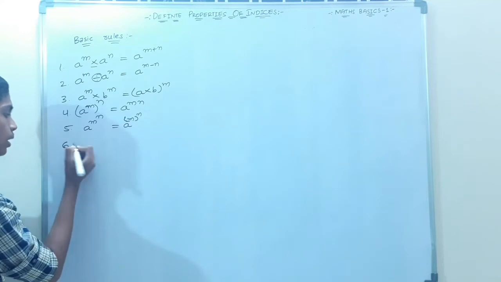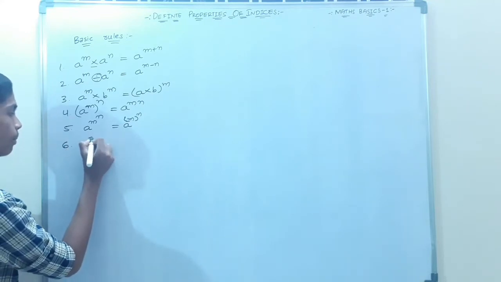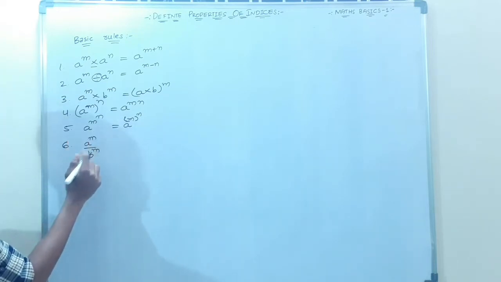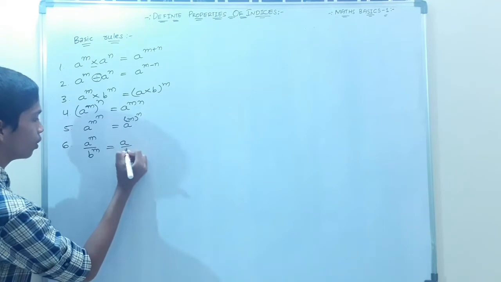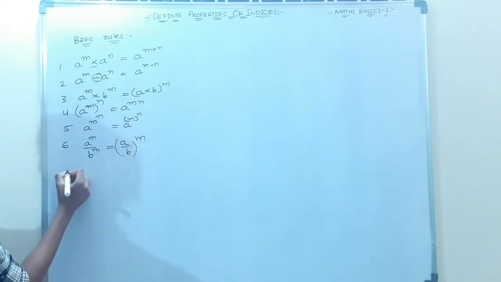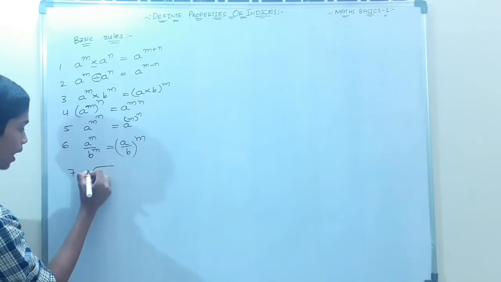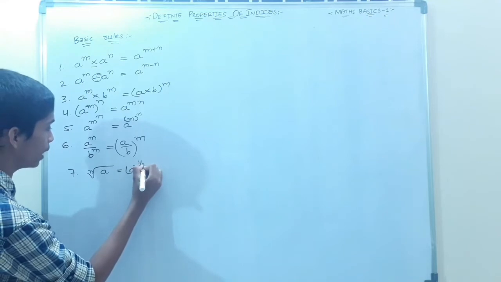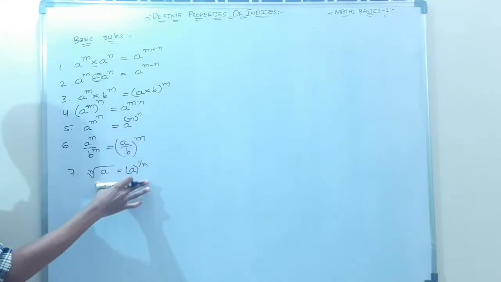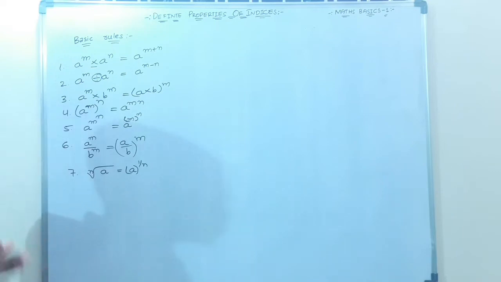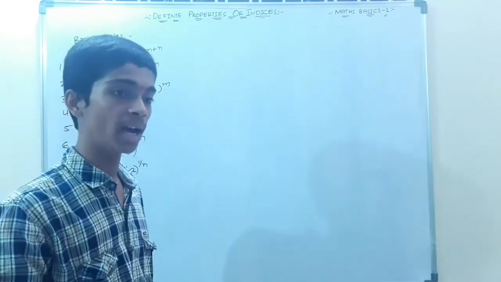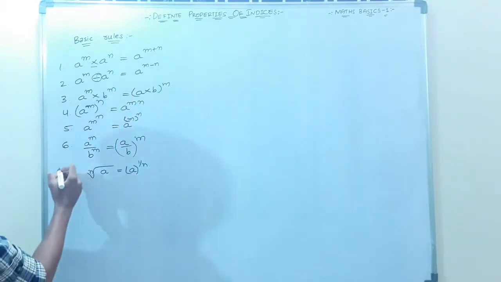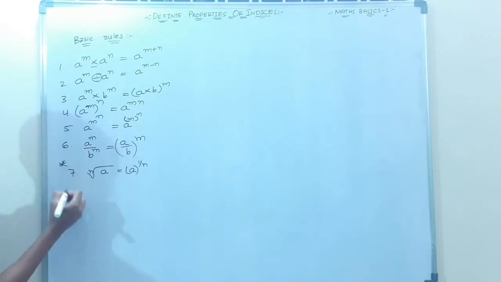The sixth one is a power m by b power m. If the powers are equal and they are dividing, a by b whole power m can be written. The next one is the nth root of a, which can be written as a power 1 by n. It is the most important property, and we are going to use it in chemistry and maths in our JEE Mains, Advanced and NEET. This is an important formula.